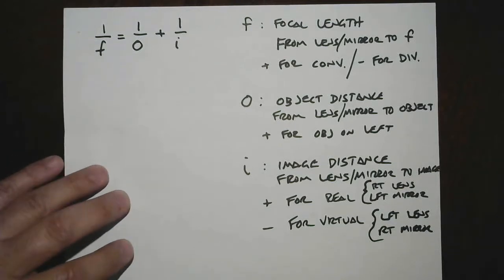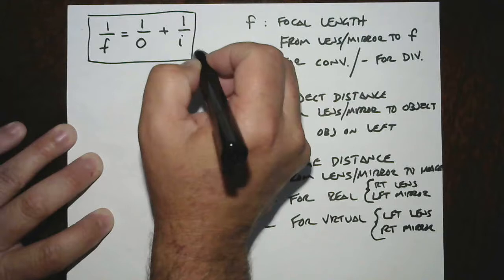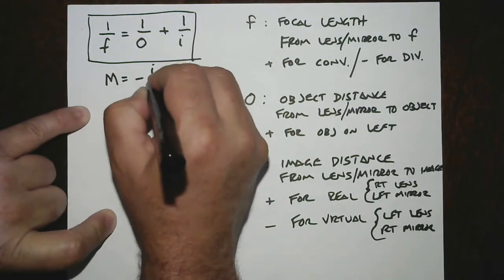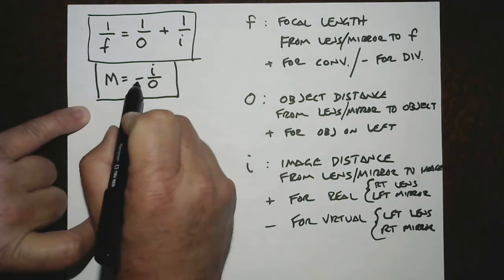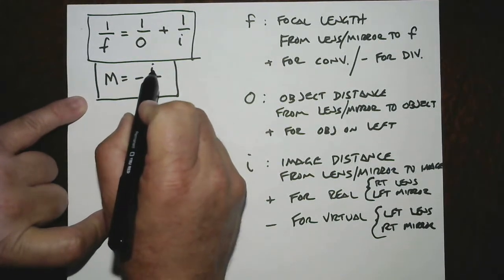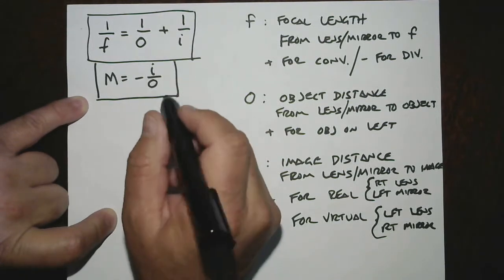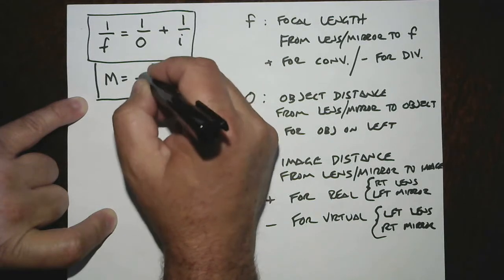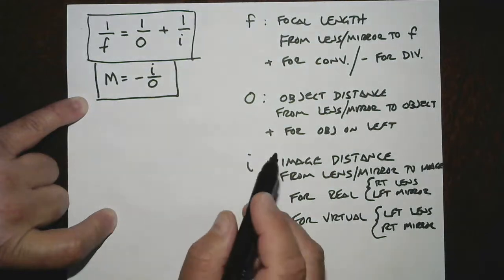Okay, now this is the formula. There's one more formula that you can use to go along with this, and that is the magnification is minus the image distance over the object distance. And this will tell you whether something is bigger or smaller. Minus means upside down. So if your image distance turns out to be negative, it cancels this and you get a right side up virtual image. But basically, if your image distance is larger than your object distance, your magnification, the absolute value of it, is going to be more than 1, and the image is going to be bigger.